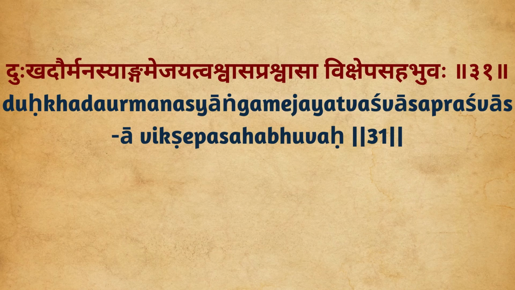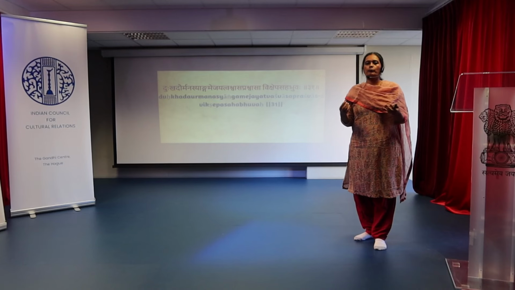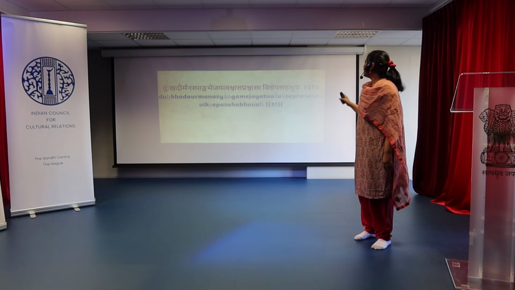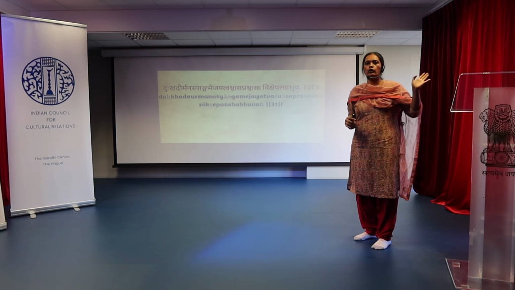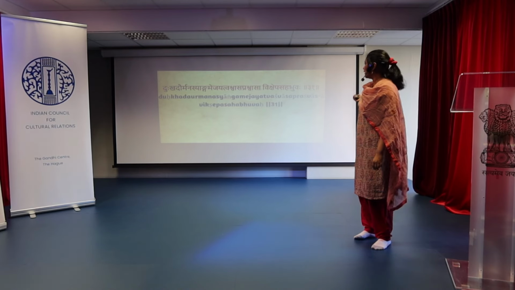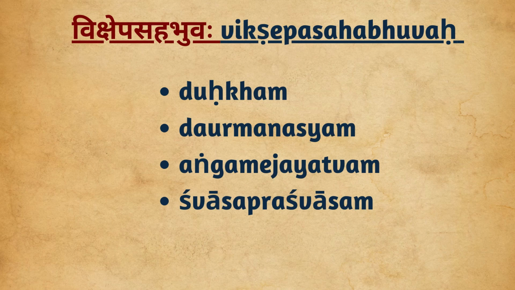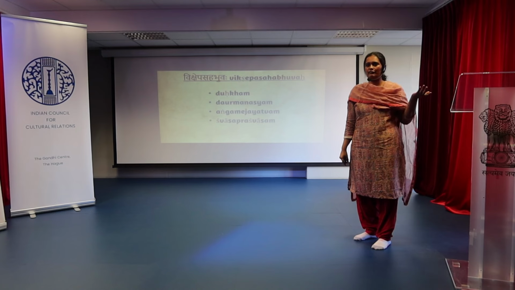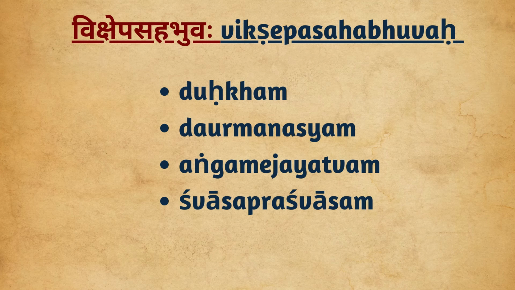And along with these 9 obstacles, they are always accompanied by 3 sahabhuvas. Saha means with, bhavati iti bhuvah. They are always with those 9 antarayas. And vikshepa is, they throw the mind out of balance. That is why vikshepa sahabhuvah. The sahabhuvas are dukkham, sorrow. So when we are going towards a goal, sometimes we feel sad that I have not yet achieved this goal. So that is dukkha. And then daurmanasyam is dejection. We lose hope. That is daurmanasyam.